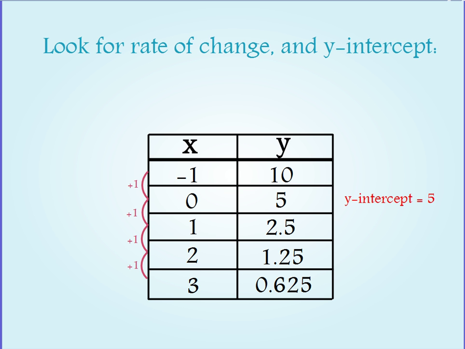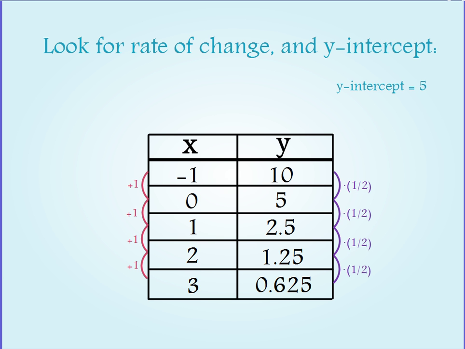Looking at the rate of change in our x column, we can see still we're adding 1 to get from one x value to the next. However, when we look at our y values, we need to look at what we're multiplying by as opposed to adding. An exponential function multiplies, a linear function adds. And we can see that going from 10 to 5, from 5 to 2.5, and so on, we're multiplying each y value by 1/2 to get to the next y value.